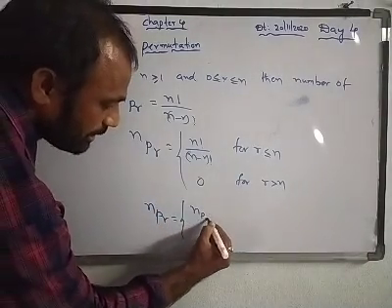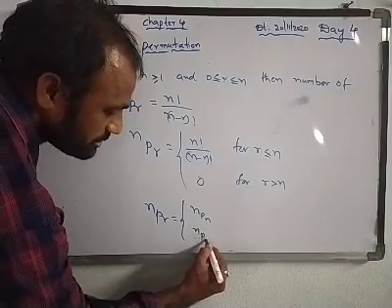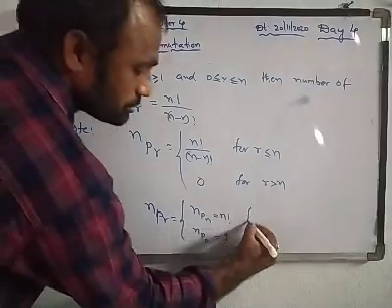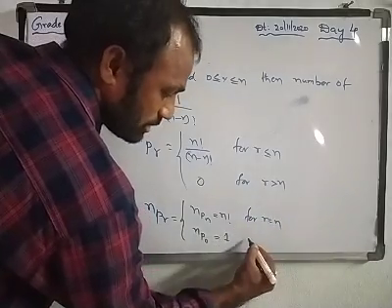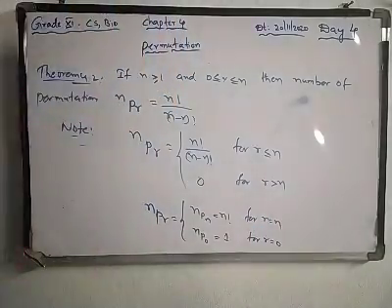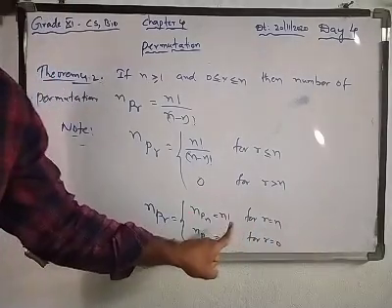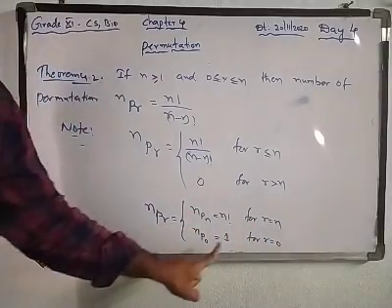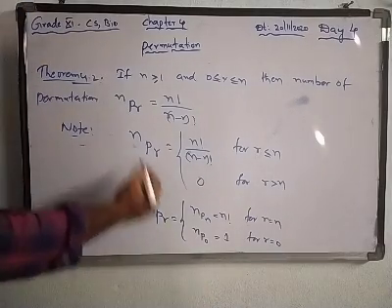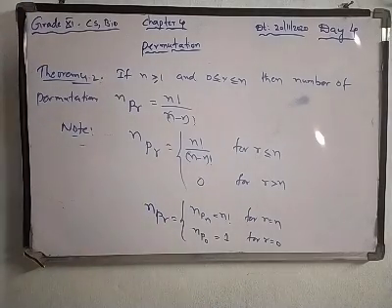Next, another case: nPn and nP0. nPn is n factorial, nP0 is 1, for r equal to n and r equal to 0. When the r value and n value are both equal, we can directly use the factorial. If the r value is 0, the nP0 value is 1. So these are some important results which we have to remember.